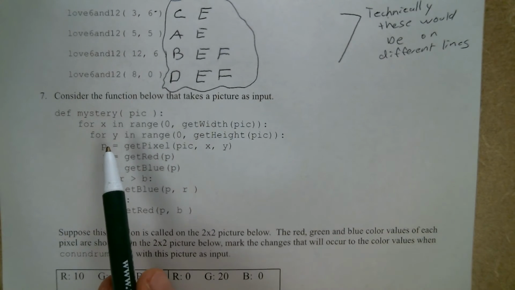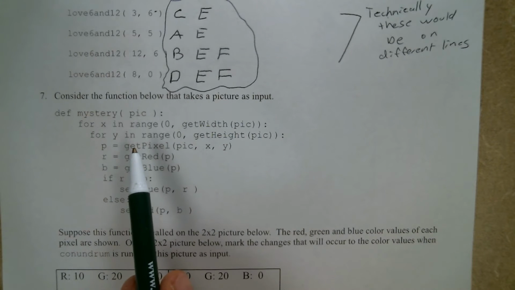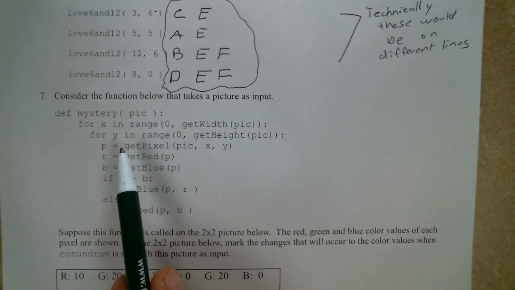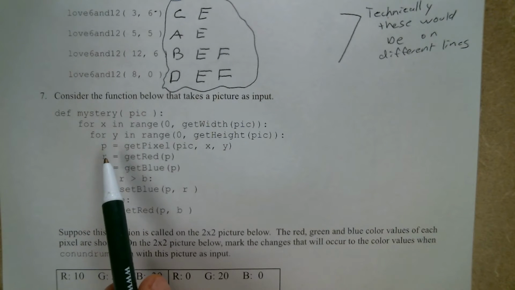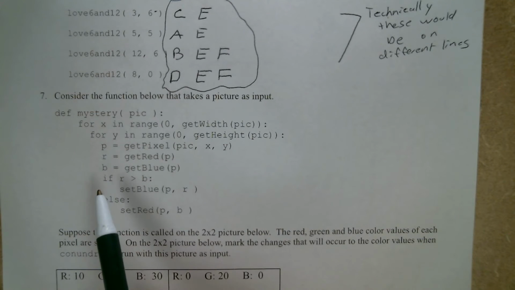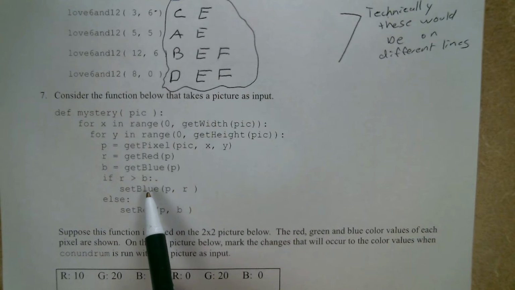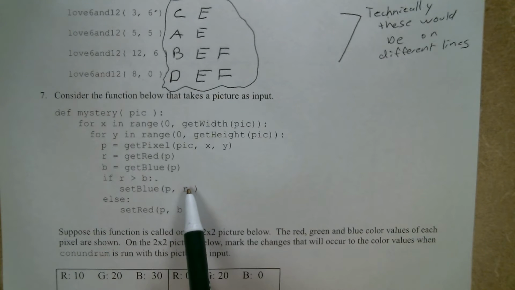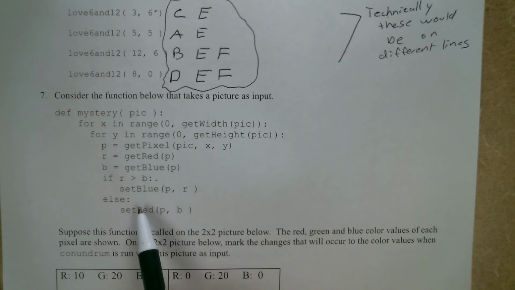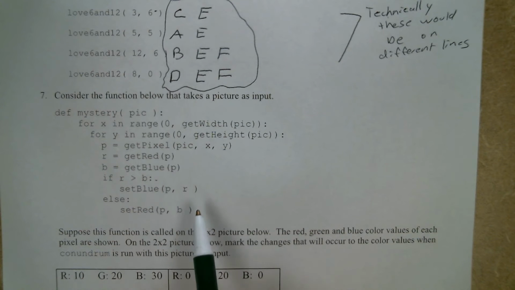Because it's using coordinates, it first has to retrieve the pixel. So this is just retrieving the current pixel. Then we're specifically getting the red component. We're specifically getting the blue component. Then we're saying if the red component is greater than the blue component, set the blue component to the red value. Otherwise, set the red value to the blue value.